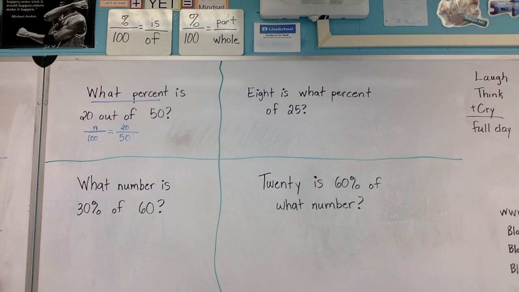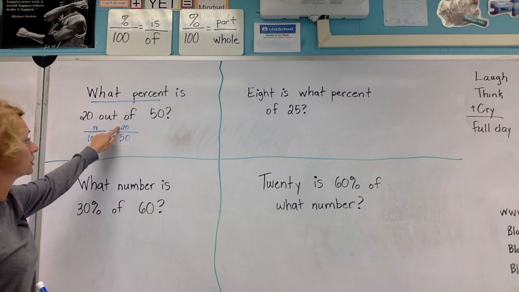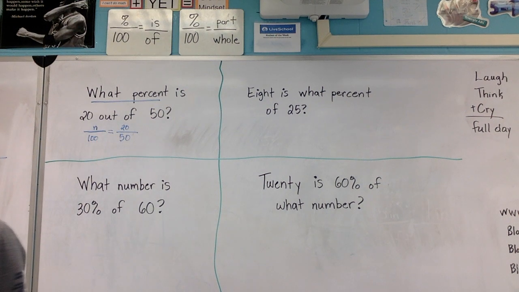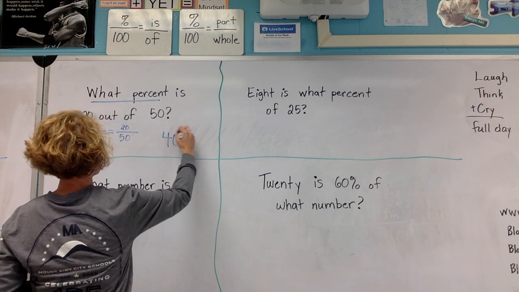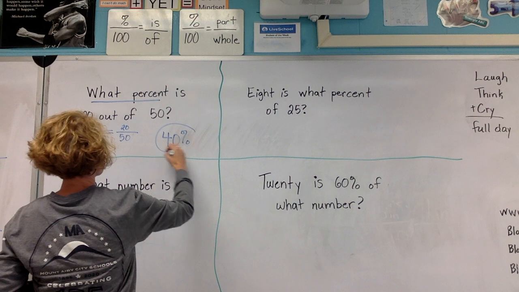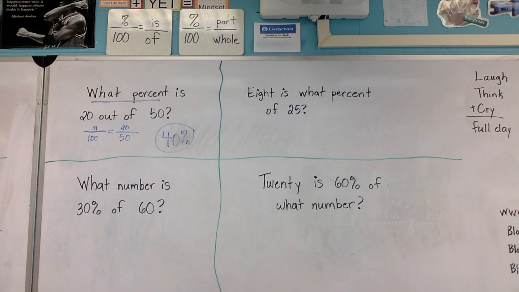Remember, there's several ways that you can solve a proportion, and one of the things that you can do is cross multiply. 100 times 20, and then divide that by 50. And then that gives you the percentage answer: 40%. Nice. Let's look at our second one.